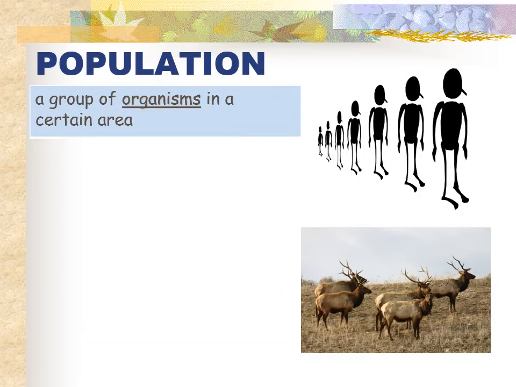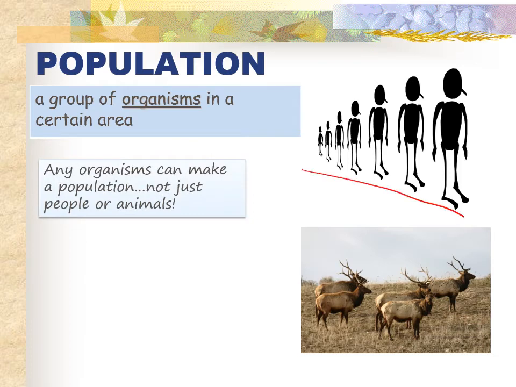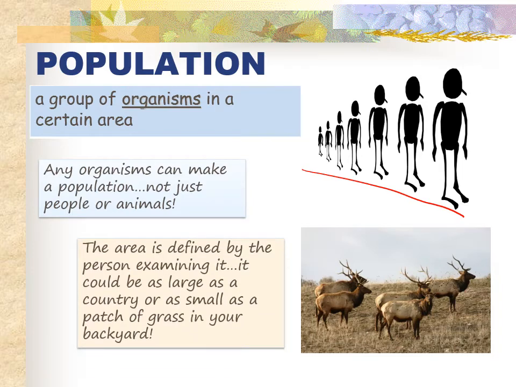Another word you need to know is population. So population is a group of organisms in a certain area. The organisms can be any living thing. I know when we say this word, a lot of times we think people, but it can be plants, animals, bugs, whatever living thing we are talking about. And when we say an area, that's just defined by whoever's examining that organism. It could be something as large as a whole country, like the United States, or just a tiny patch of grass in your backyard. The population boundary is what you make it.